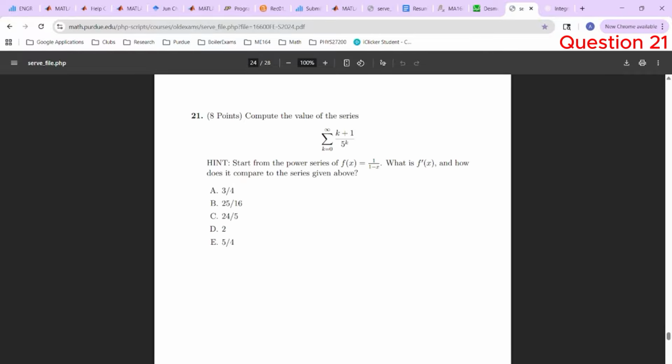Hello, welcome, and welcome back. Today, we're going to go over question 21: compute the value of the given series. And we are given a series. We are also given a hint. The question is quite kind. Start from the power series of f of x equals 1 over 1 minus x. What is f prime of x, and how does it compare to the series given above?